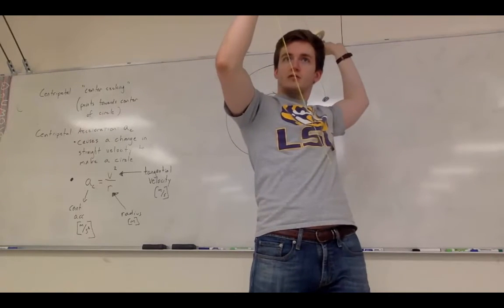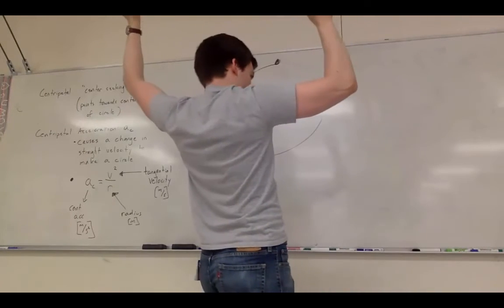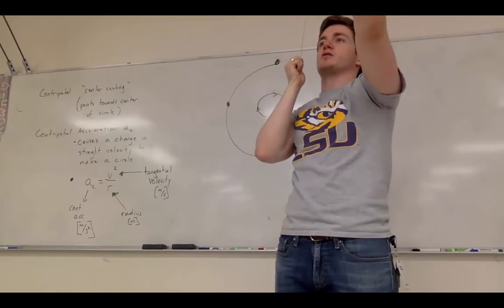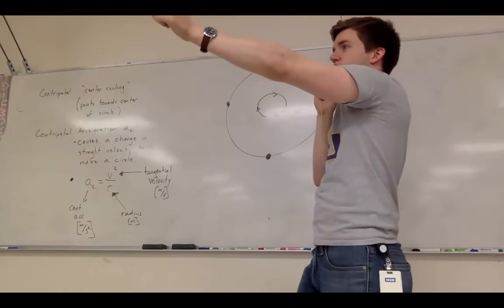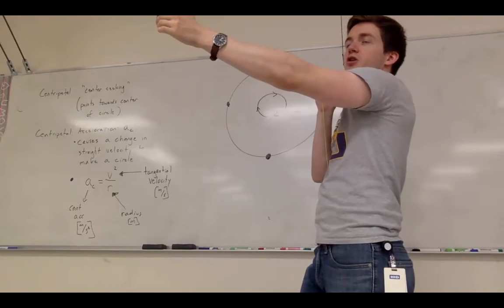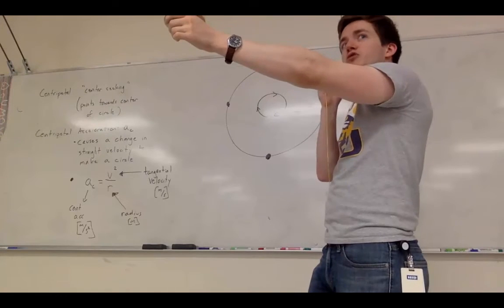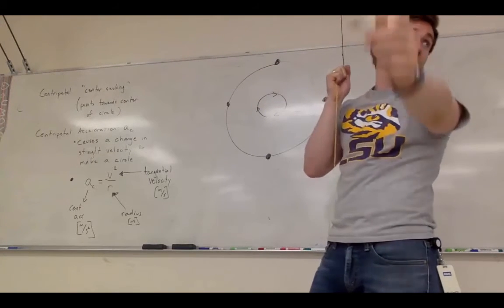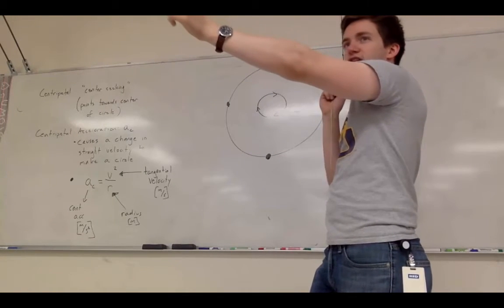Right here, which way am I pulling? Towards the center. Right here? Towards the center. Since the net force right here is towards the center, we can call it a centripetal force. Since it's a centripetal force, what is it going to cause? A centripetal acceleration. That's what causes the circle. Since it's a centripetal acceleration, which way does it point?